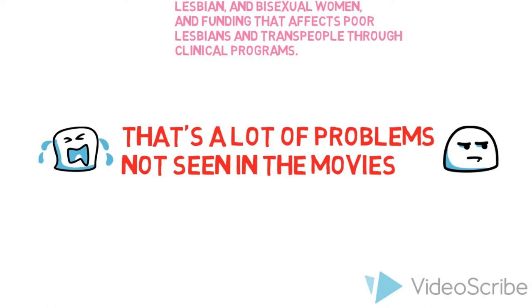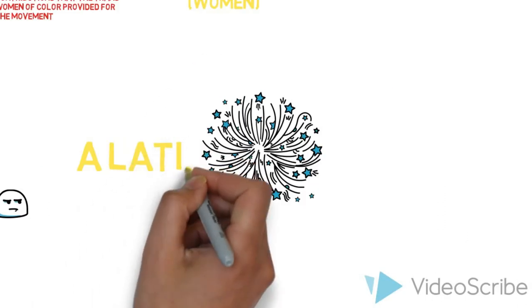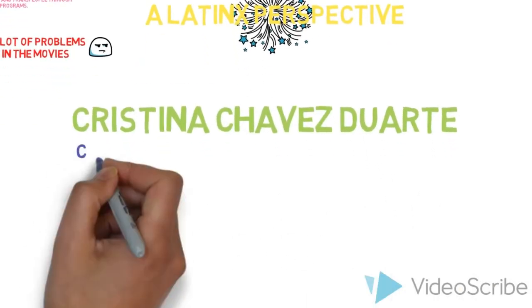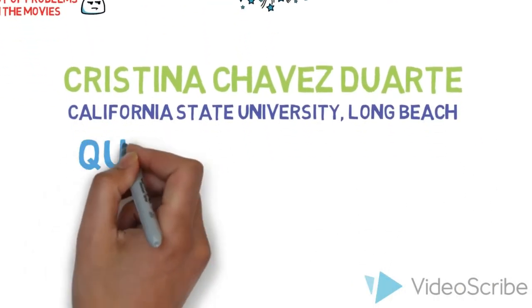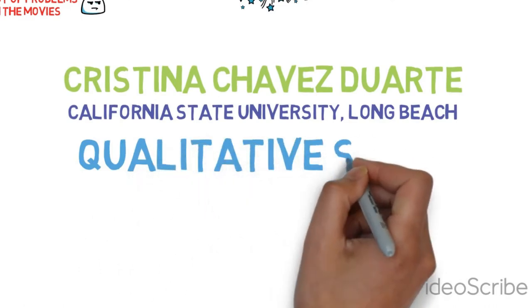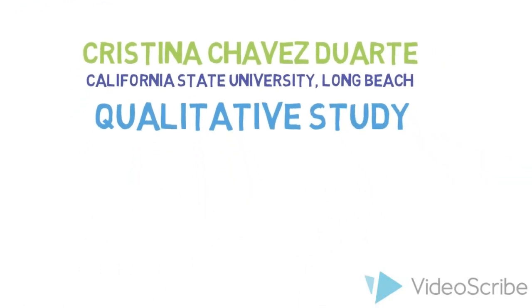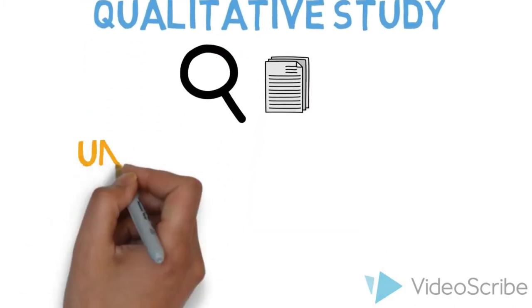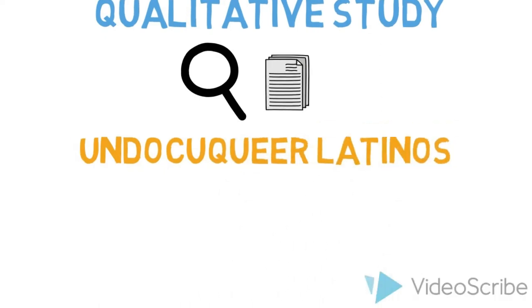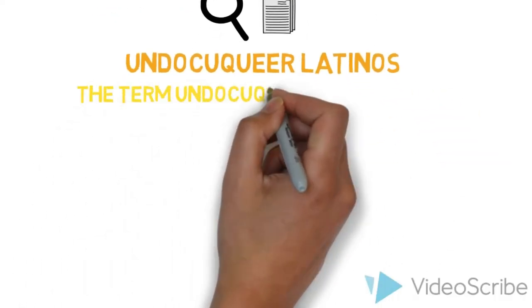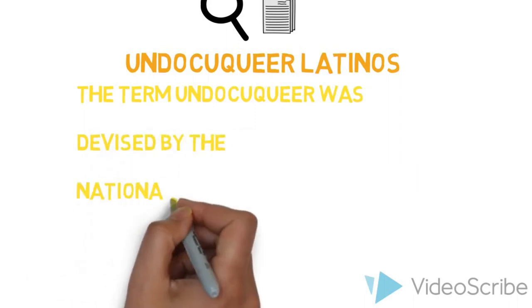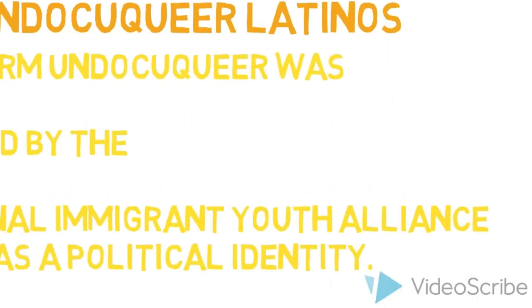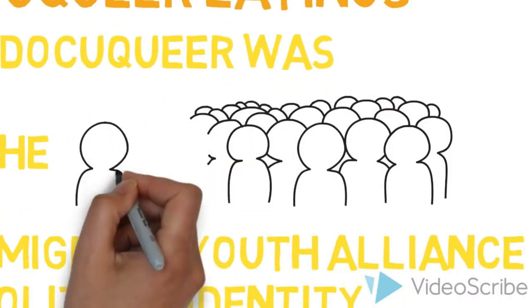Now let's give it a Latinx perspective. Let's look at a study done by Ms. Cristina Chavez Duarte in California State University, Long Beach. She completed a qualitative study. Her subject, undocu-queer Latinos. The term undocu-queer was devised by the National Immigrant Youth Alliance, NIYA, in order to serve as a political identity.